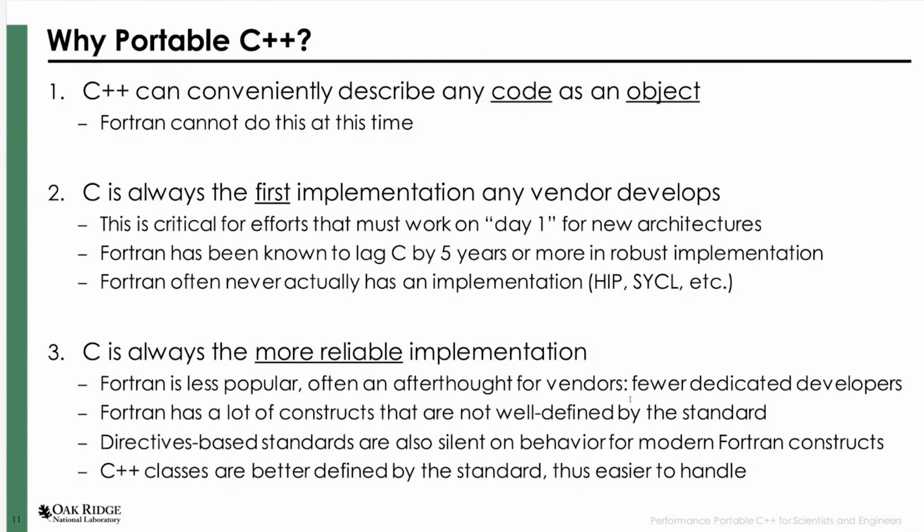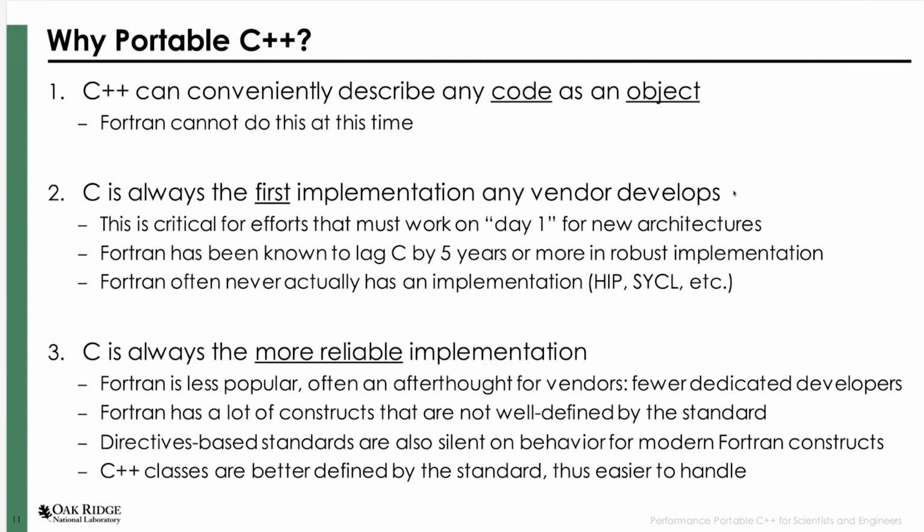So why would we bother with C++ in the first place? Again, it decreases your reliance on compilers. Because you can pass the code manually yourself to well-supported backends like CUDA and HIP and SYCL, it gives you a little more power as a developer, and you have to rely less on the compiler doing exactly what you want it to do and not understanding the complexities of what's going on under the hood. C is always the first implementation that any vendor develops, and C++ quickly after that. This is critical if something has to work day one.